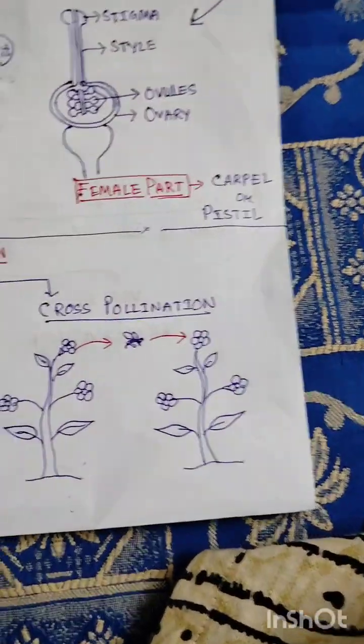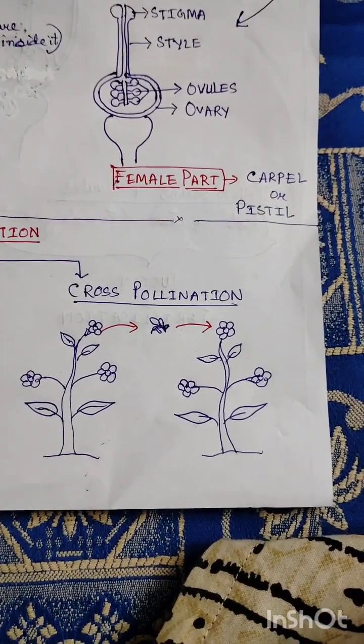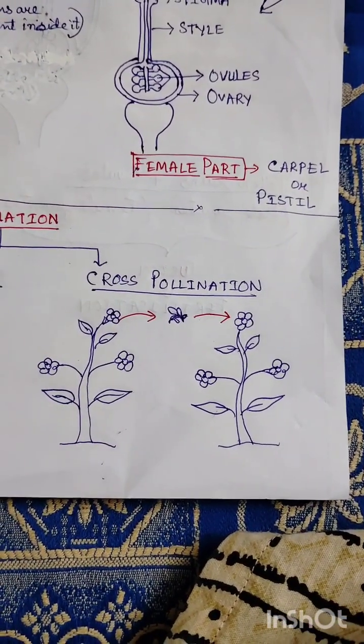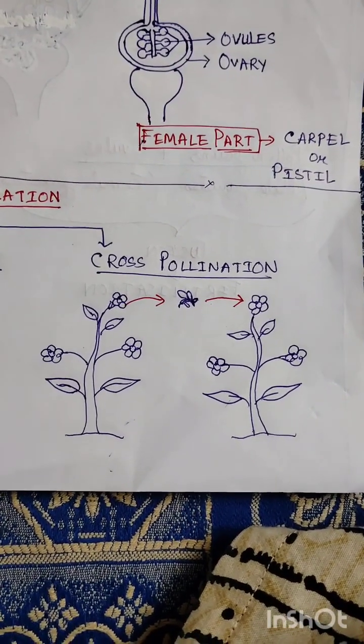But in case of cross pollination, pollination occurs between two flowers of the same species on two different plants. It is called cross pollination.